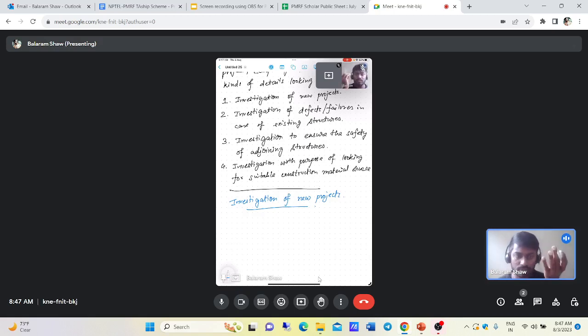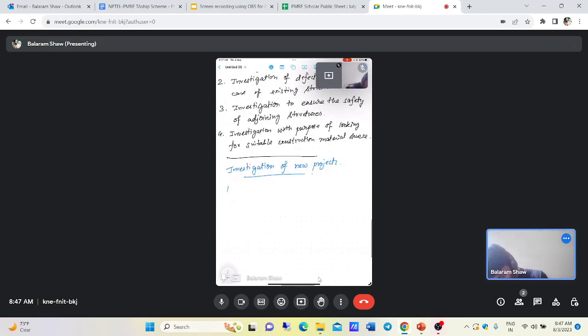So why do we go for investigation of new projects? See, this investigation of new projects helps in understanding the site, for what kind of foundation, so that we can design the foundation properly to handle any challenging situation, and to forecast difficulties that are possible in the future, or when we are doing the construction. So for this we have to do the investigation of the new projects.